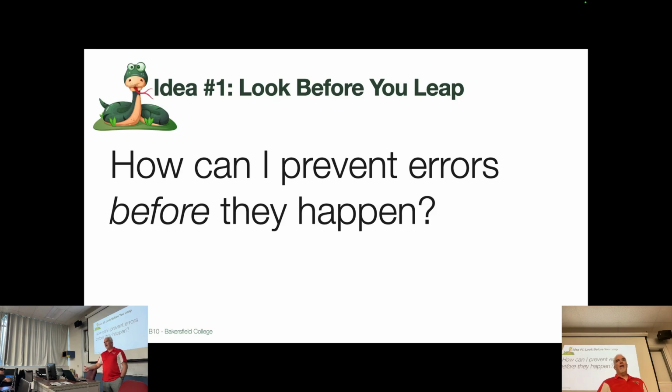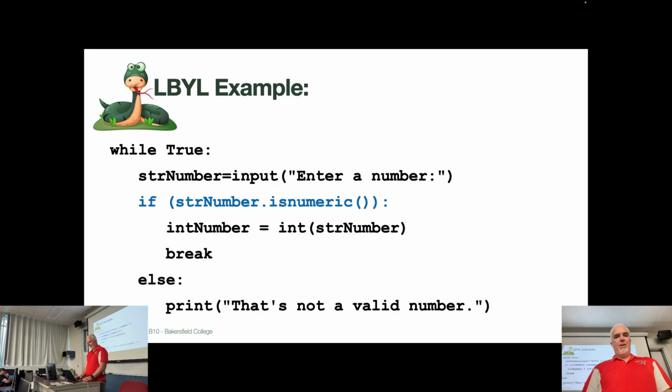In other words, if we ask the user to input something that's numeric because we intend to take that string that they input and convert it to an integer, then what we do before we convert it is we check to make sure that it's actually an integer. And then we convert it. Look before you leap, right? It's like looking both ways before you cross the street.